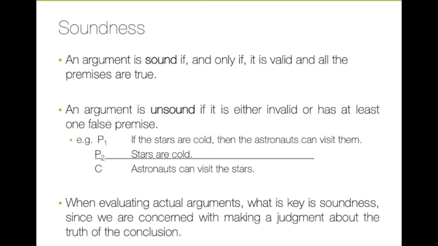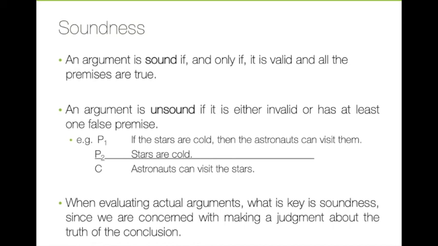So there are two conditions for an argument to be sound. It has to be valid and its premises have to be true. And that means there are two ways that an argument can be unsound. It can either be invalid, regardless of the truth of the premises, or it can have at least one false premise. So the example argument on the previous slide we'll look at again here. This one was unsound because it had one false premise, stars are cold, even though it was a valid argument.